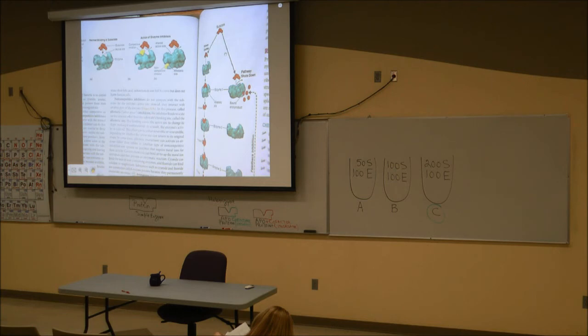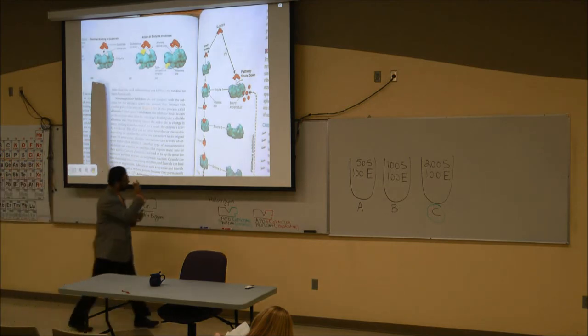So this is called competitive inhibition. Two molecules that have the same structure are competing for the same active site. If I draw my own diagram, I think that's going to be a little easier than that.